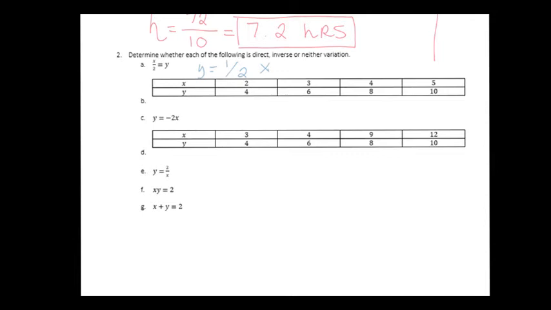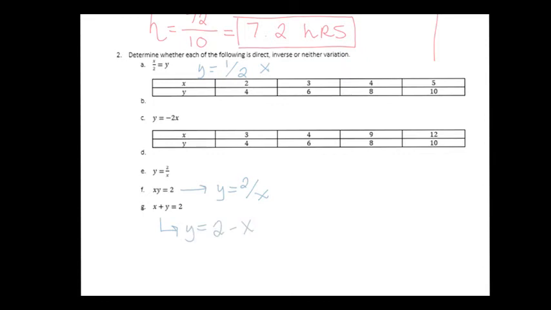So we'll come back to B and D. C is already in y equals form, E is, F and G are not, right? So we're going to solve for y. By dividing both sides by x, I'm going to get that y is equal to 2 over x, which actually makes E and F the same. And then for G, y is equal to 2 minus x.